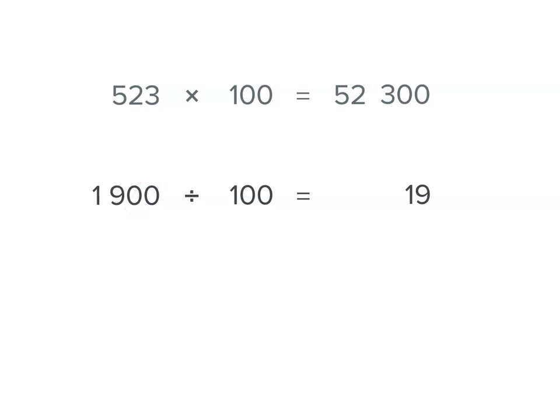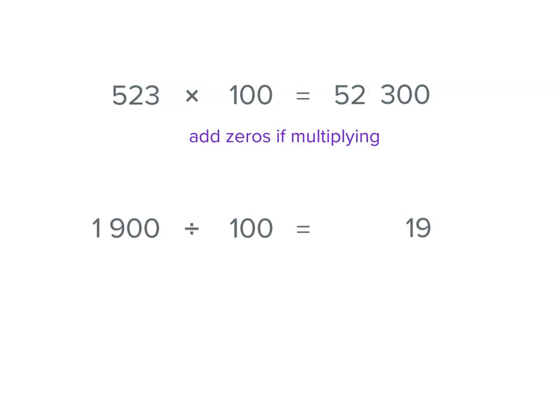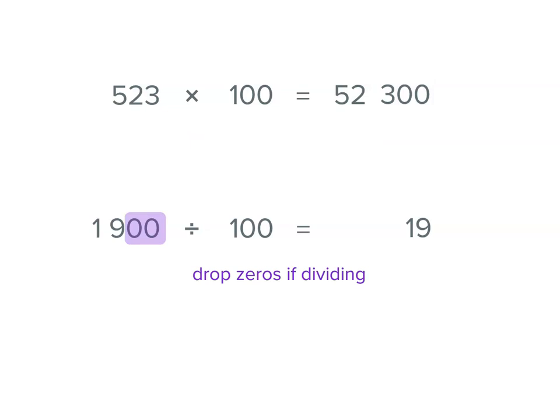In fact, with that one, you could say 1,900 divided by 100, and that tells you there are 19 hundreds. So don't forget, if we're multiplying, we add zeros. If we're dividing, we're going to be actually dropping the zeros. So that's a good way to learn how to do it once you understand why you do it that way.